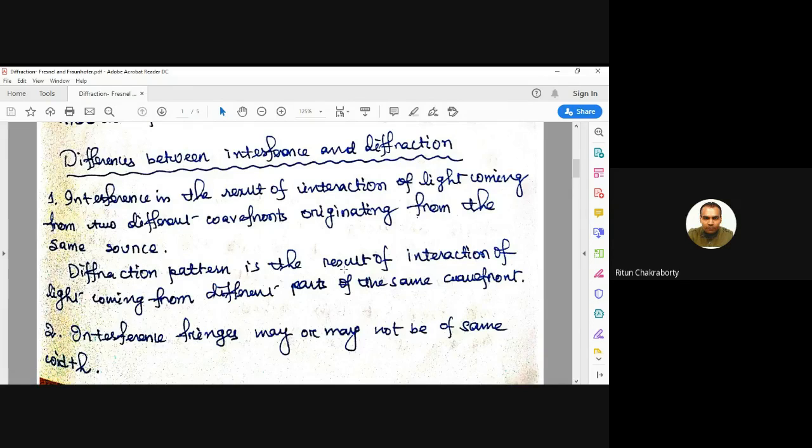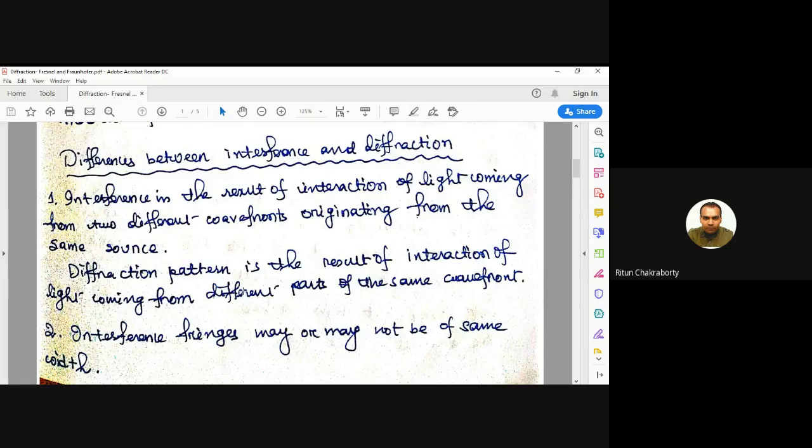Diffraction pattern is the result of interaction of light coming from different parts of the same wavefront. Okay. So interference, we know that we have two wavefronts, and when they superimpose with each other, they form interference patterns. So interference patterns are nothing but increase or decrease in distribution of light energy, which we discussed in the last class as well.